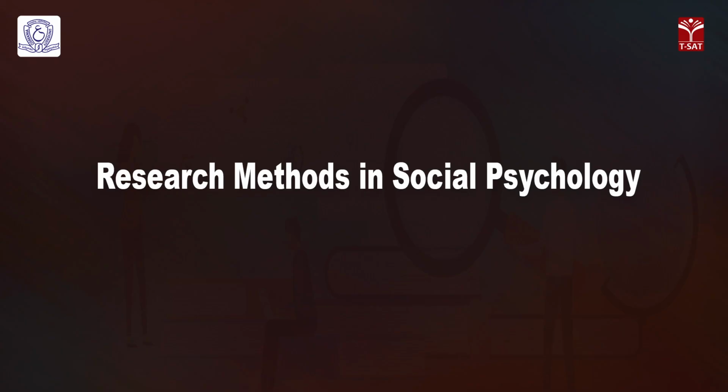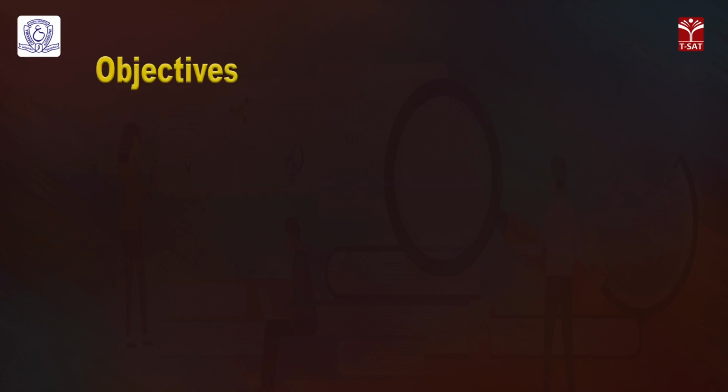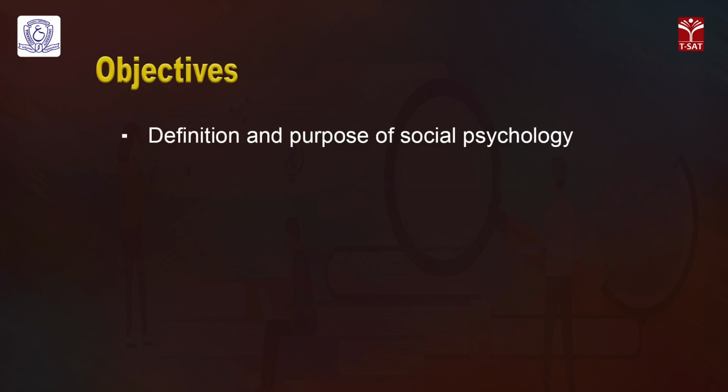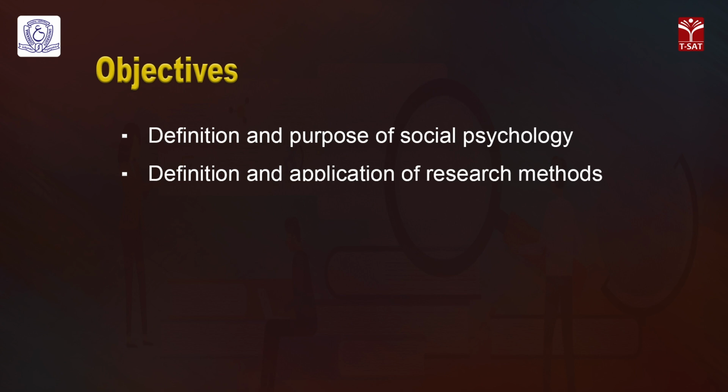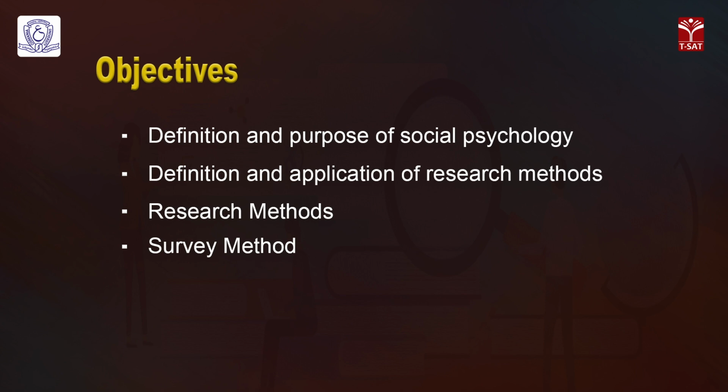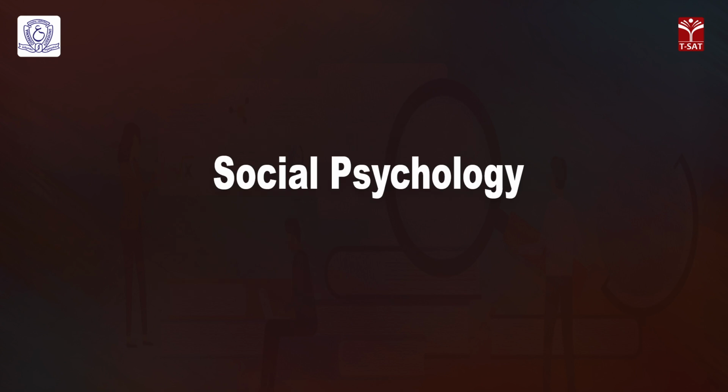Today, I am going to discuss research methods in social psychology. The main objectives of this lesson are to understand the definition and purpose of social psychology, and the definition and applications of research methods. What research methods are we going to discuss today? One is the survey method and the other is the observational method, but before we go to that, let's look at what social psychology is.